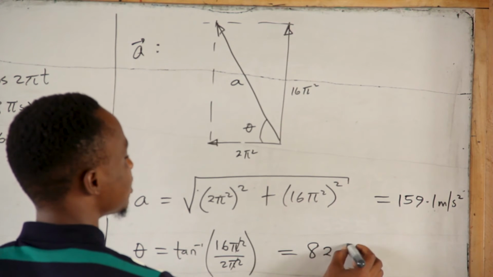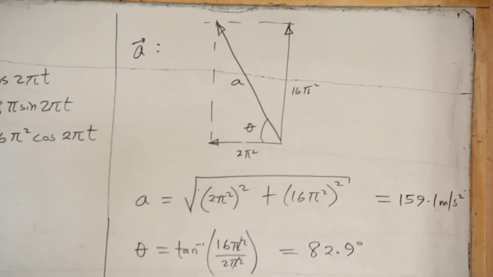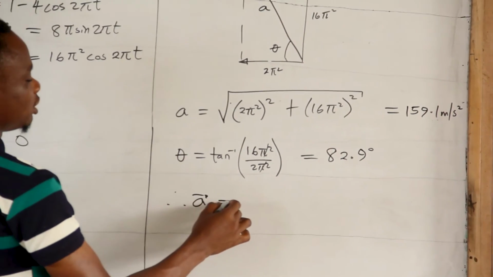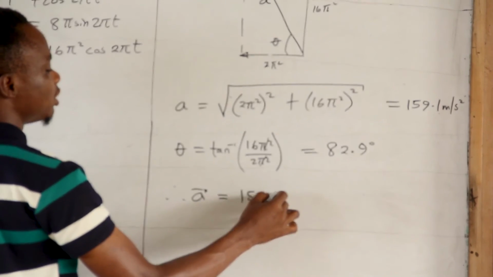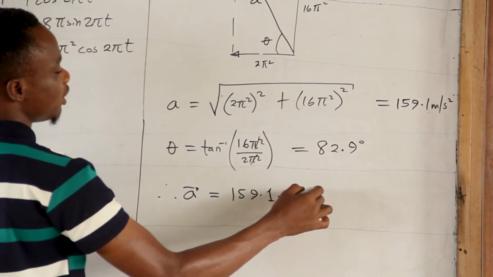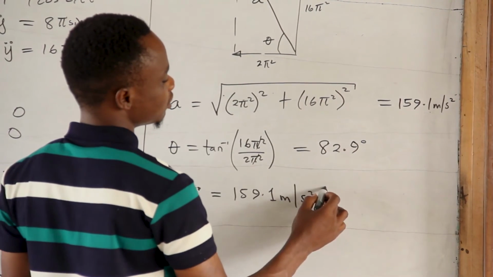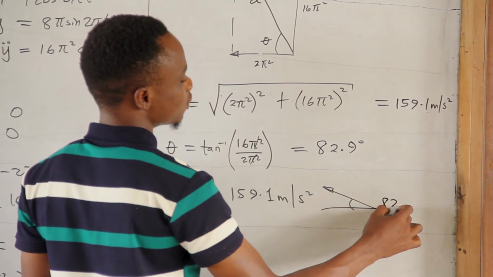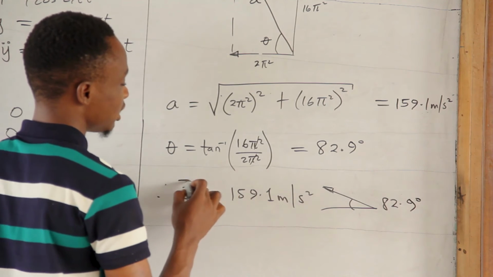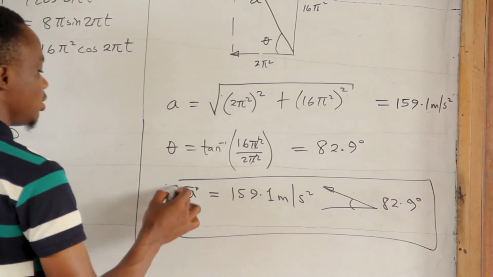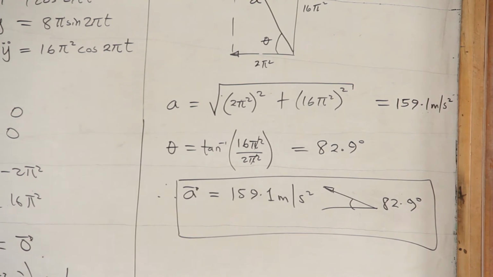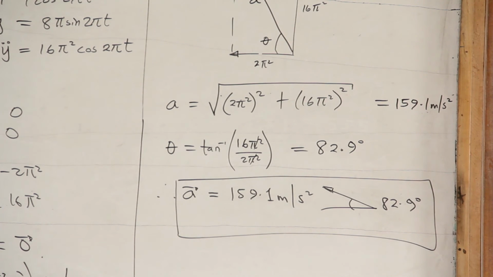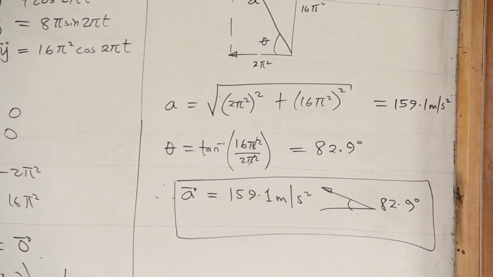82.87. That is 9. Therefore, acceleration equals 159.1 meters per second squared, and in this direction, direction 2.9 degrees. That is about that. Is it clear? So with that, zero velocity, non-zero acceleration.